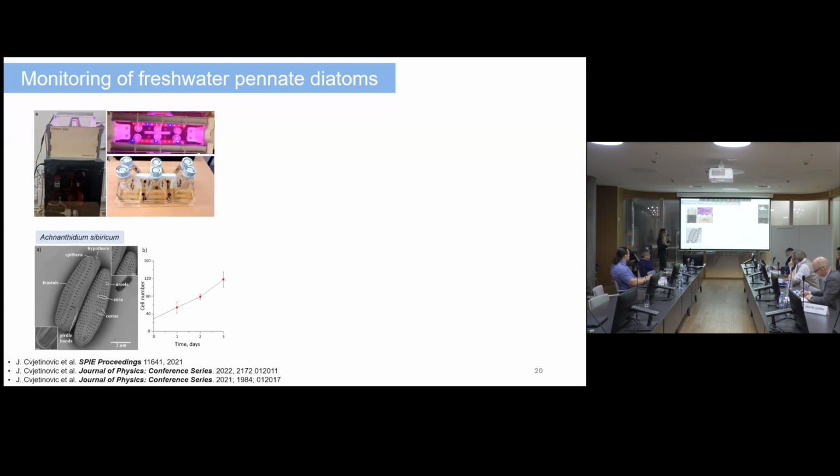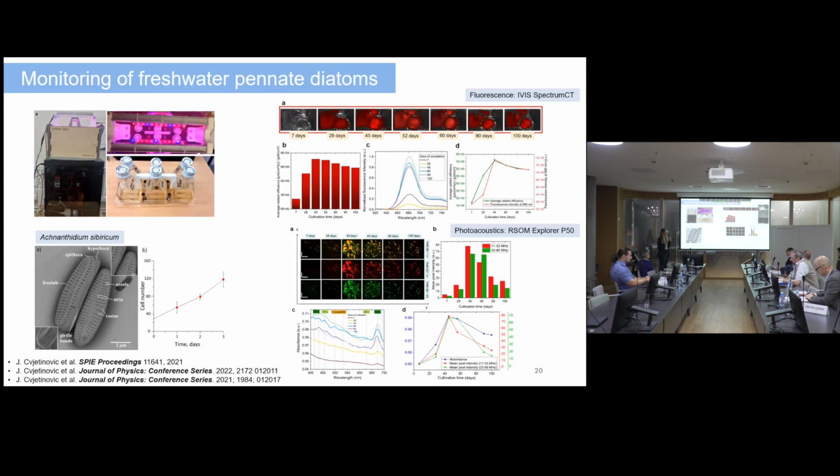So first we started with the freshwater pennate diatoms, these small Acanthidium sibiricum cells, which have an approximate size of around 10 microns. And we performed the cell counting during the first 4 days, where we observed steady growth of the culture. But after that, it became practically impossible to further monitor their growth due to the formation of cell clusters, which leads us actually to the exploration of novel optical methods for such purposes of monitoring of the growth.